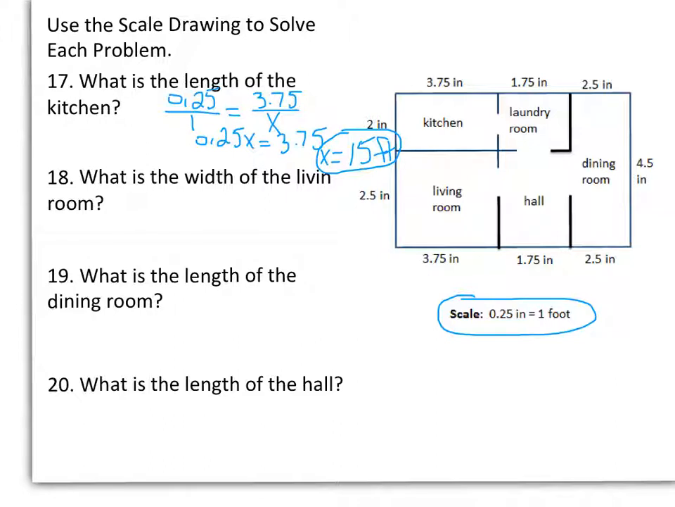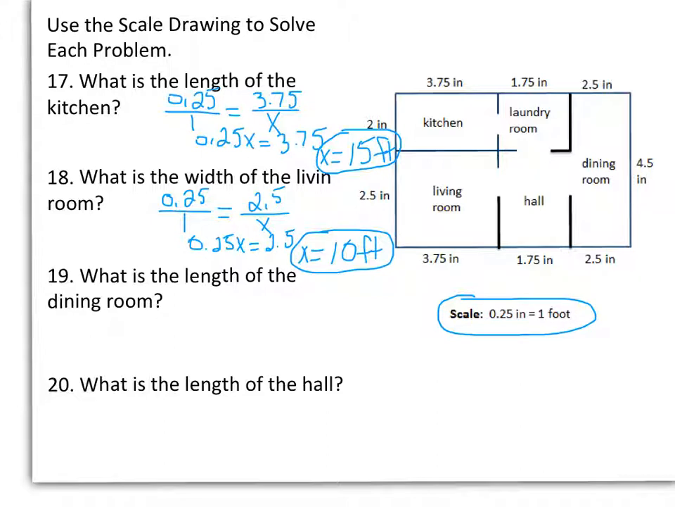18, what is the width of the living room? So again, our first ratio will be our scale, so 0.25 inches to 1 foot, as 2.5 inches is to how many feet? Take the cross product and divide. We get that the width of our living room is 10 feet.